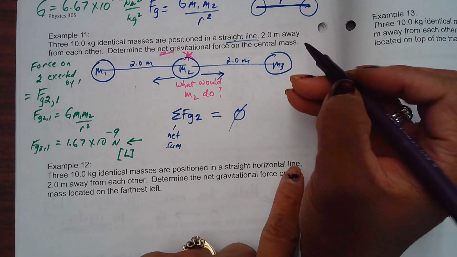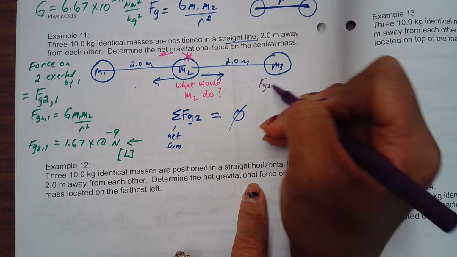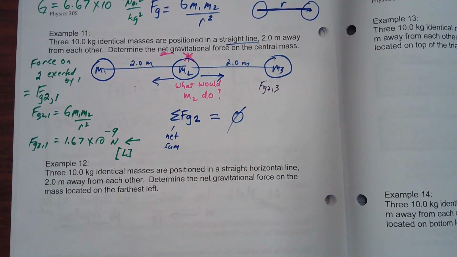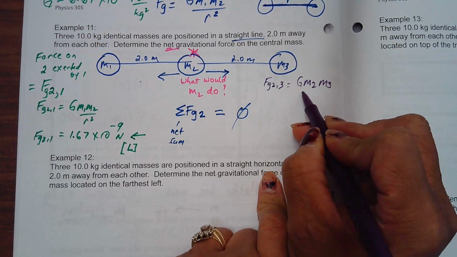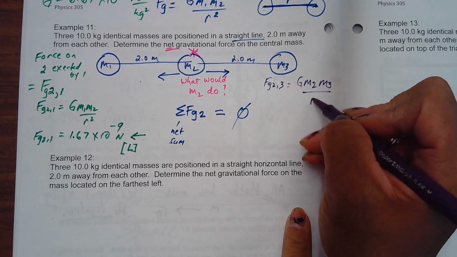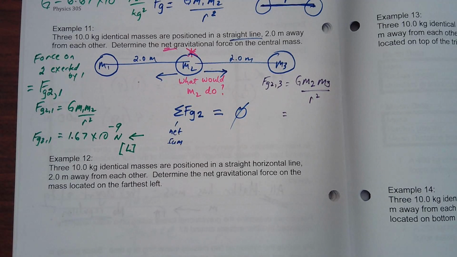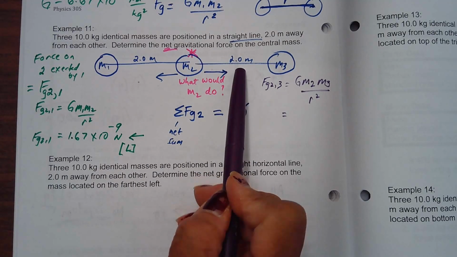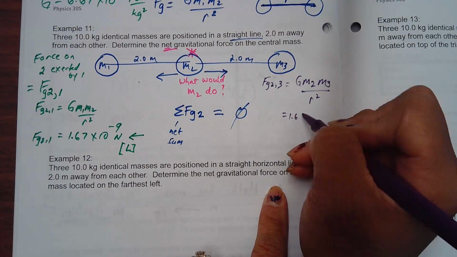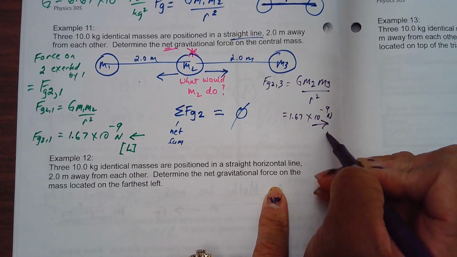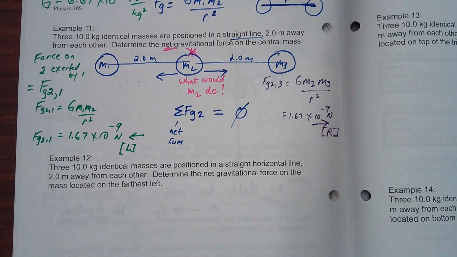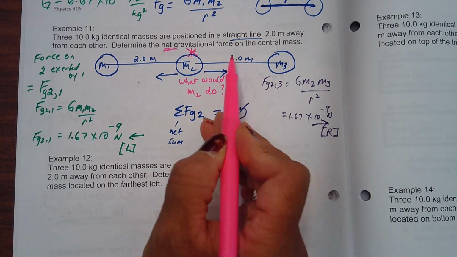So what else do we need to do? We're going to have to find the force on 2 by 3. And this one is going to be G M2 M3, because it is now between 2 and 3. If you were to plug in the numbers, the numbers are exactly the same, right? The masses are identical. The distance between them is identical. This is going to be 1.67 times 10 to the negative 9 newtons, except it's going to go this way, or you could say right. What's the value of R? 2 meters right here.